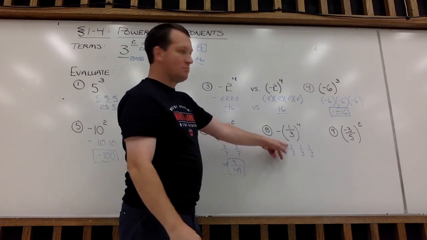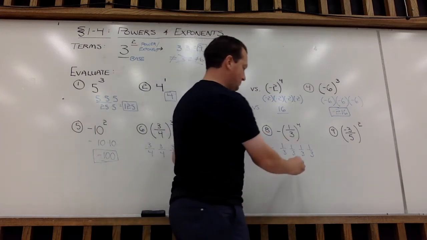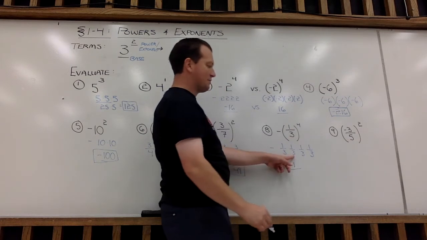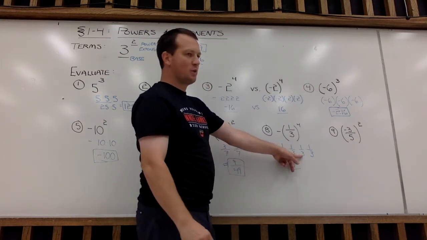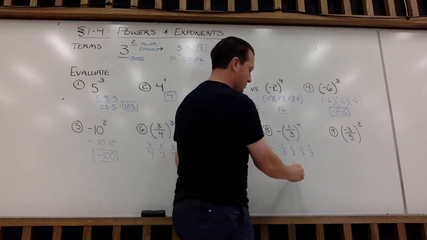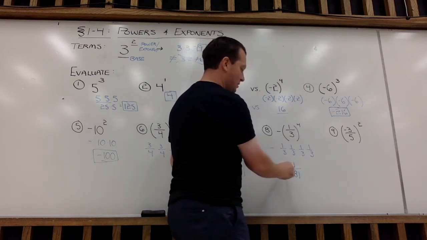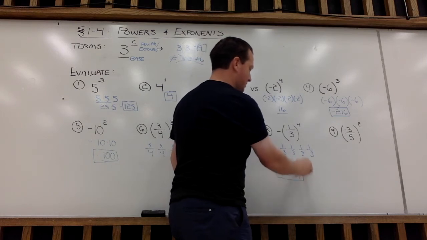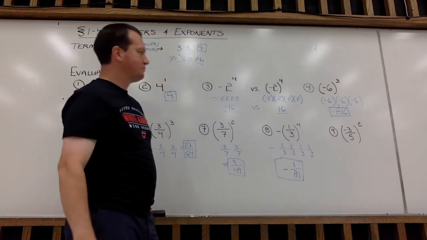1 times 1 times 1 times 1 is 1. 3 times 3, 9. 9 times 3, 27. 27 times 3 is 81. So 1 over 81, its opposite, negative 1 over 81.